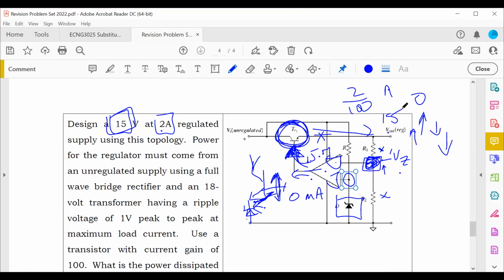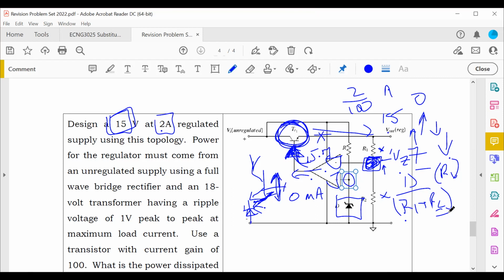Let's say we chose VZ as 7. So here's 7. So the 7 here is 15 over R1 plus R2 multiplied by R2. So you pick R2, and once you pick R2, you can calculate R1. Or you pick R1 and you calculate R2. You're free to do whichever one you choose. This is giving you the ratio of R1 to R2 in order to maintain that point at whatever the Zener diode voltage is.